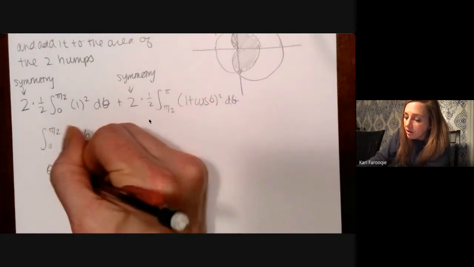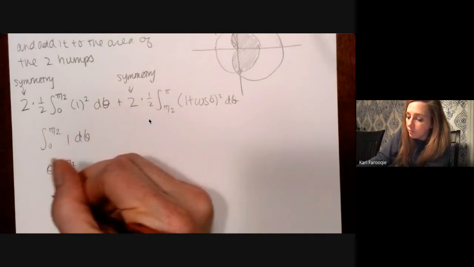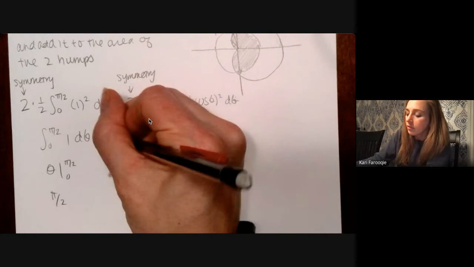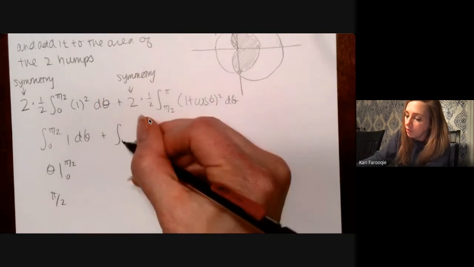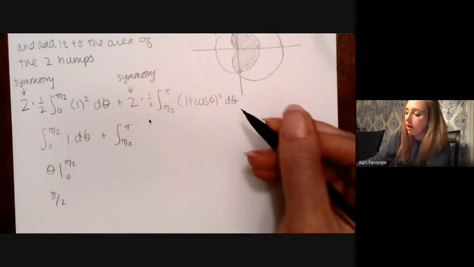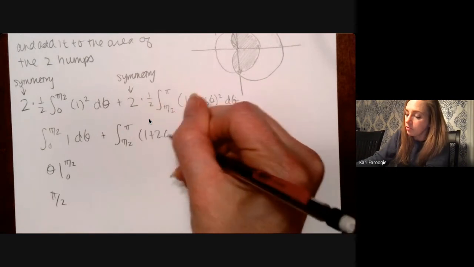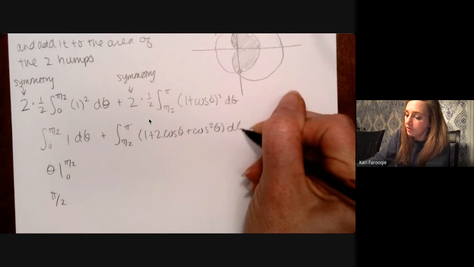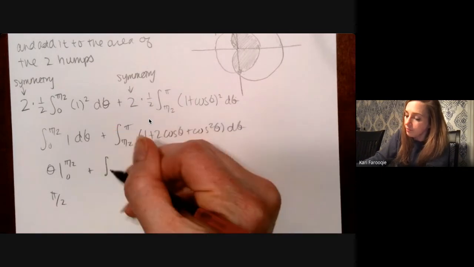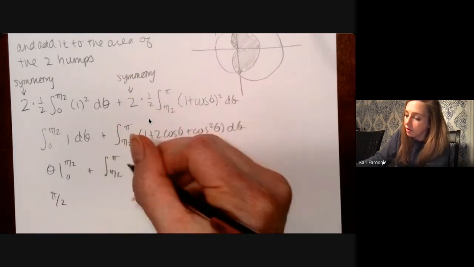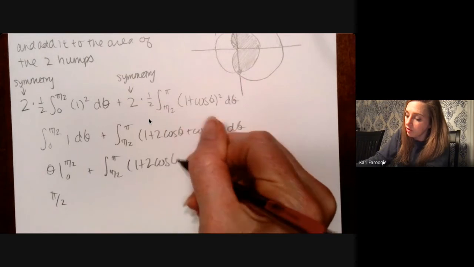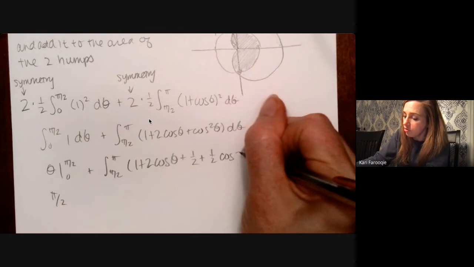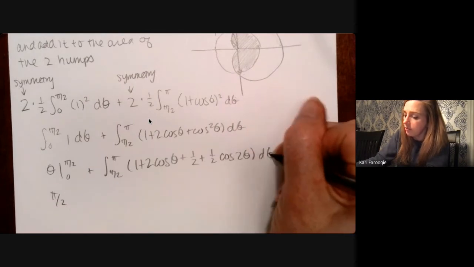So this is theta from 0 to pi over 2, which is just going to be pi over 2. Now here, you're going to have pi over 2 to pi of 1 plus 2 cosine theta plus cosine squared theta d theta. And then we have 1 plus 2 cosine theta plus 1/2 plus 1/2 cosine 2 theta using that identity.